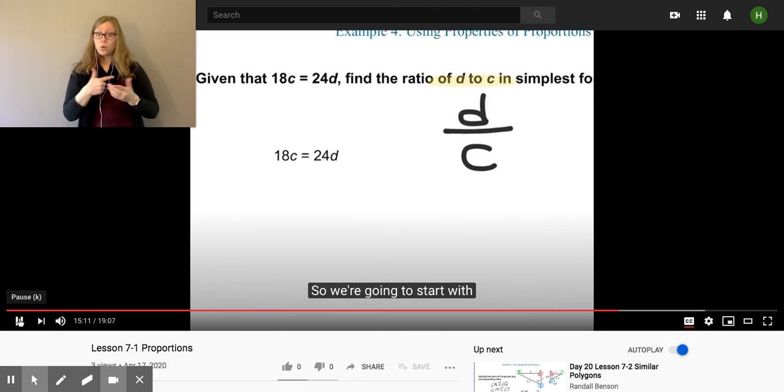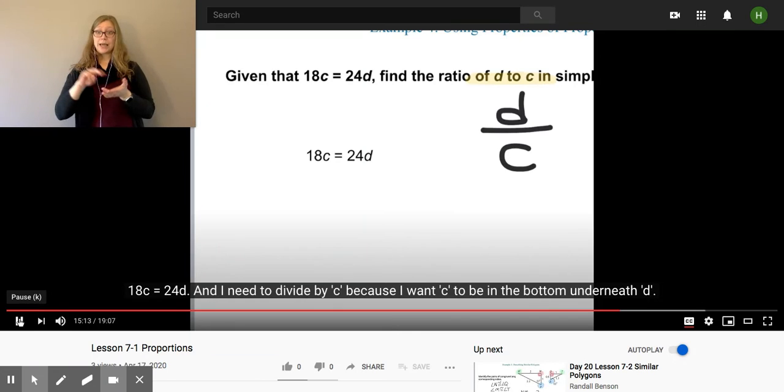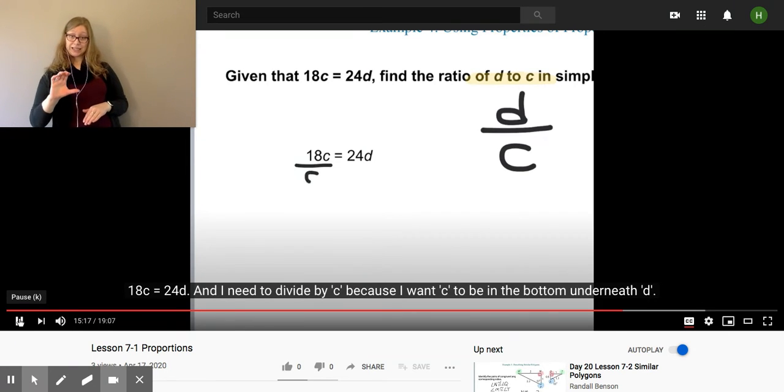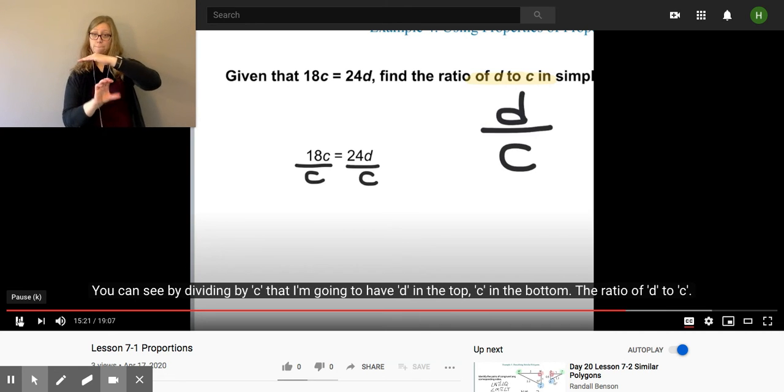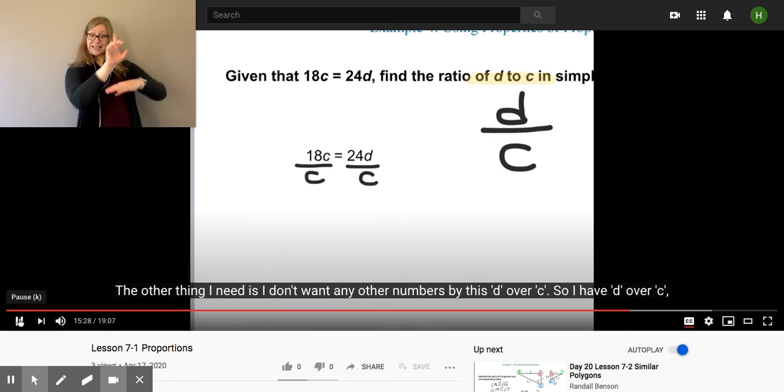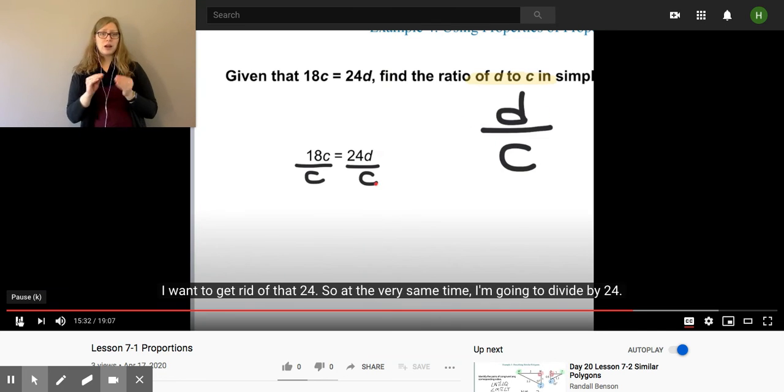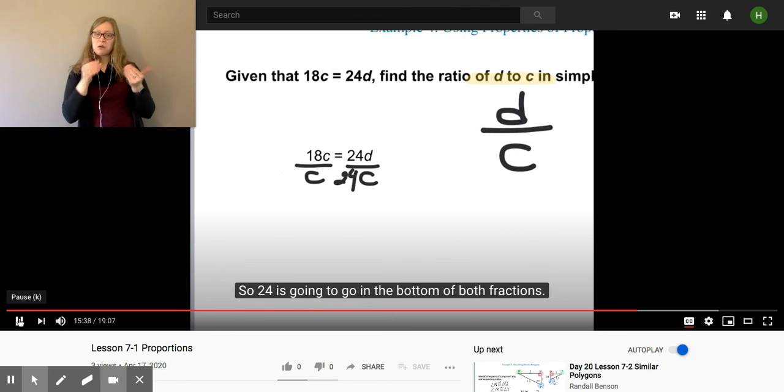So we're going to start with 18C equals 24D, and I need to divide by C because I want C to be in the bottom underneath D. And you can see by dividing by C that I'm going to have D in the top, C in the bottom, the ratio of D to C. The other thing I need is I don't want any other numbers by this D over C. So I have D over C. I want to get rid of that 24. So at the very same time, I'm going to divide by 24. So 24 is going to go in the bottom of both fractions.